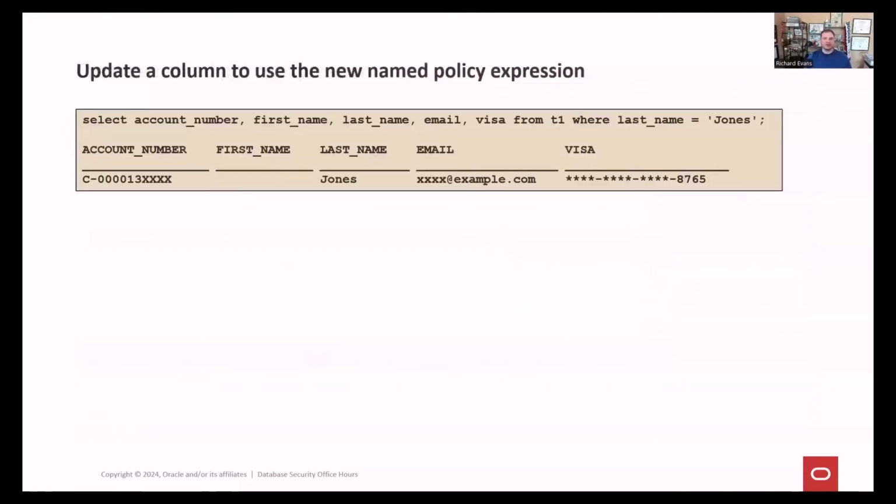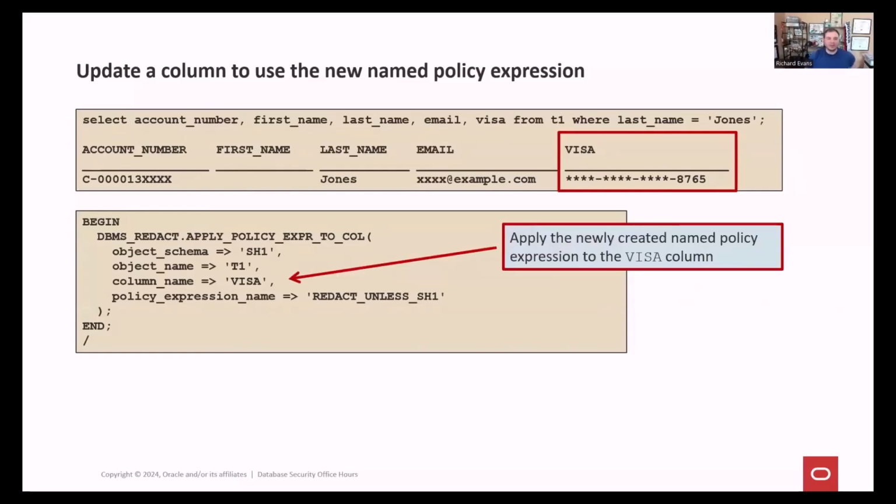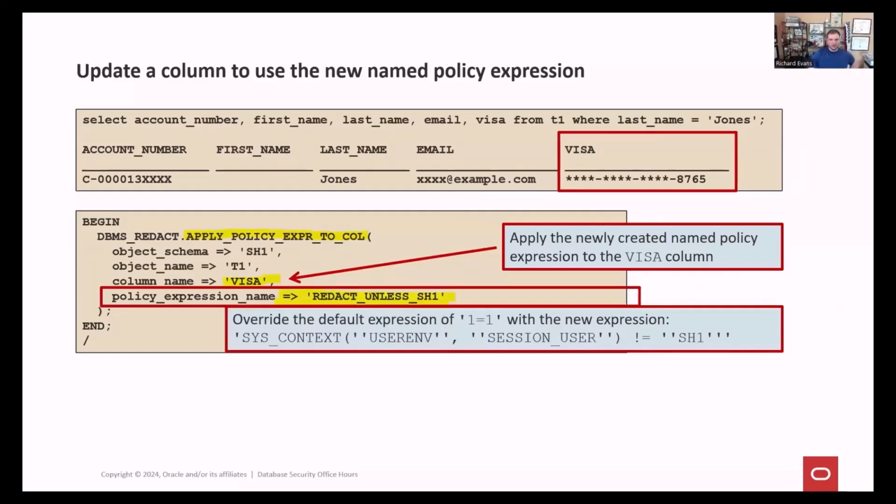So let's check this out. Okay, so we've redacted all this data, right? We've redacted account number, first name, last name, email, and that Visa number. And you say, well, I may want to get that full Visa. I may want to get that full account number. I may want to see full data there. So what we do is we apply this redaction expression to the Visa column that has a redaction policy associated with it. And we're going to change when it gets redacted. So it's redacted unless you're SH1. So we're going to override that default 1 = 1 expression with our own that we created.